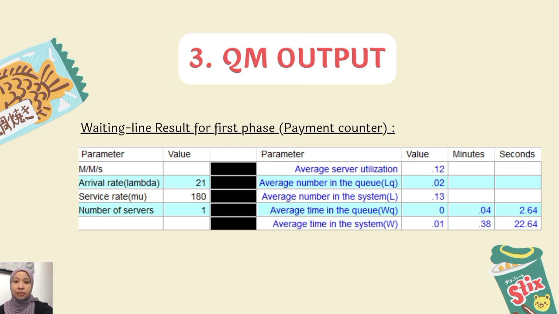Average number of customers in the queue is 0.02, indicating almost no significant waiting line. Average number in the system is 0.13, meaning there are around 0.13 customers either waiting or being served at any moment. Regarding time, average time in the queue is 0.04 minutes or about 2.64 seconds. Average time in the system is 0.38 minutes or approximately 22.64 seconds, which includes both waiting and service time.